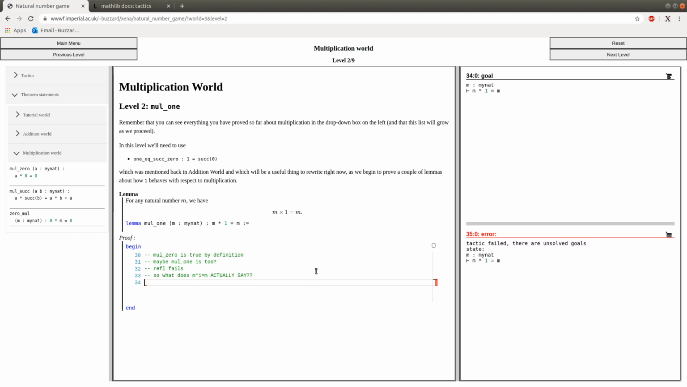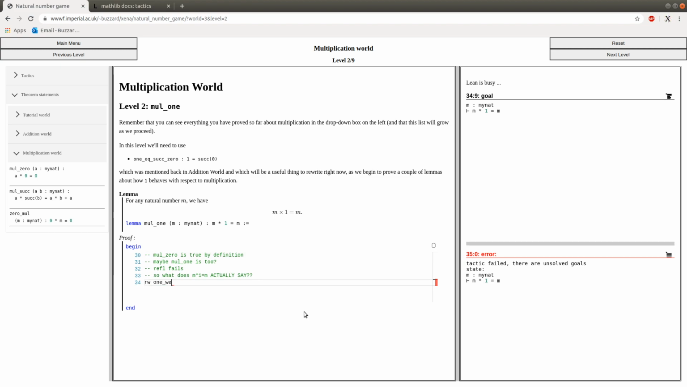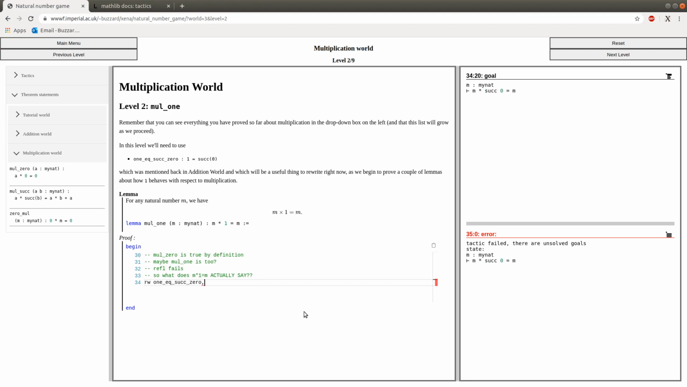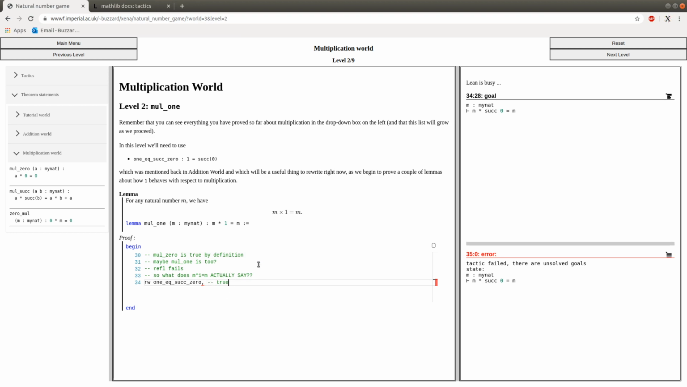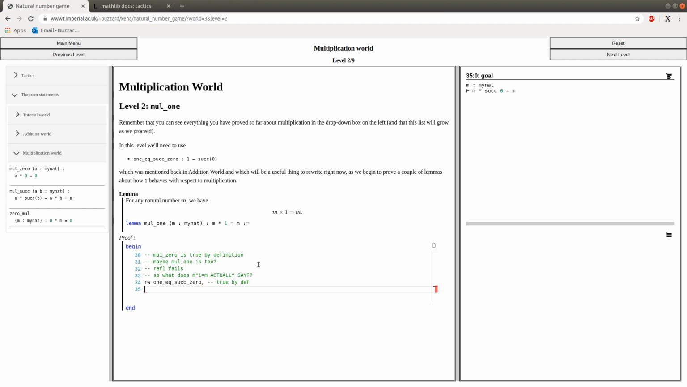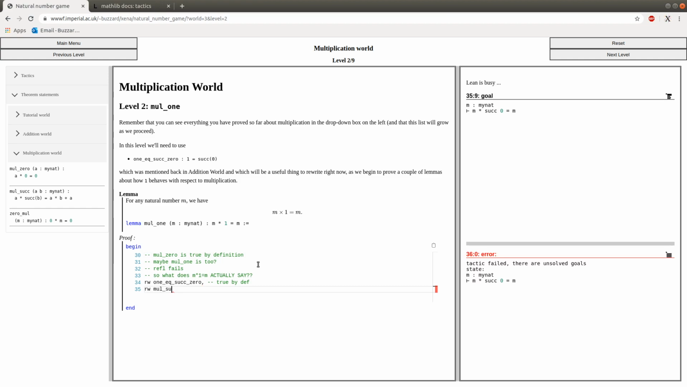I don't think it's at all obvious, especially to a mathematician, to see what this actually says. So let's unfold. Let's see what these definitions are. So I guess we could rewrite 1 as succ 0. There. And now we can see that really the goal is m times succ 0 is m. And mul_succ is the thing. So this is true by definition. And now if I rewrite mul_succ, this is also true by definition, right?